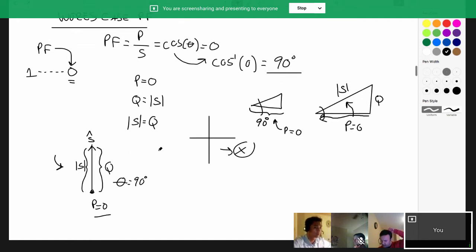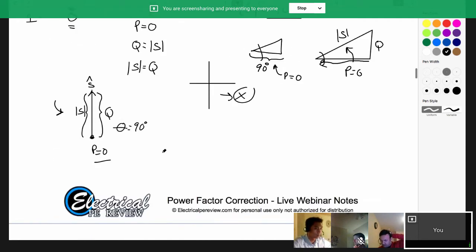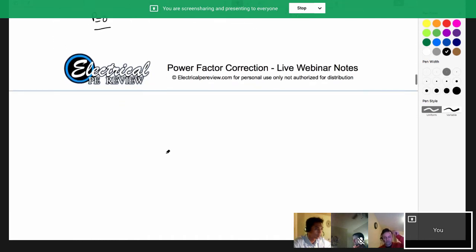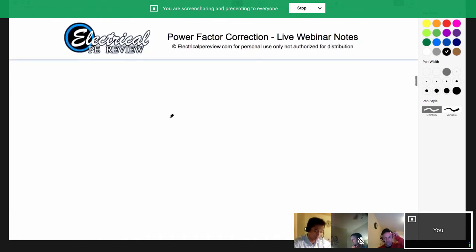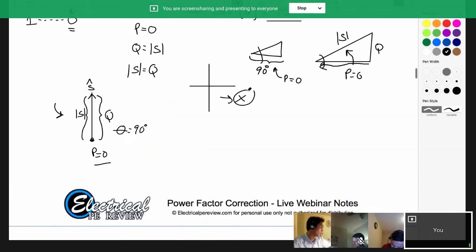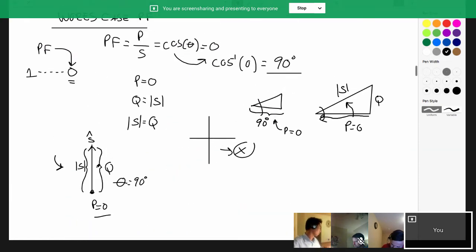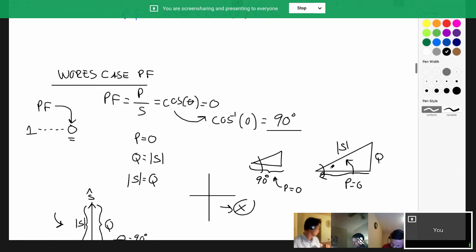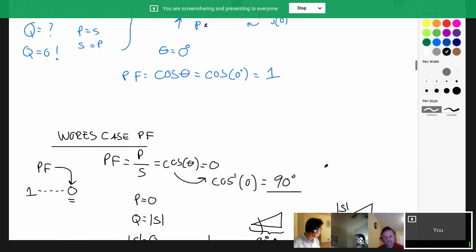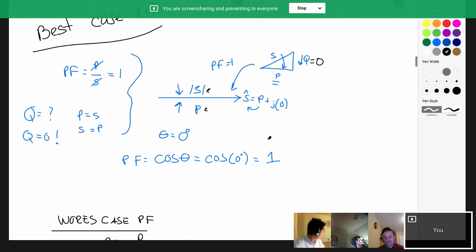So whenever we talk about power factor correction, we're usually looking to see how we can improve our power factor. In other words, we want to go either from a worst case or somewhere in the middle, and approach as close as possible to a straight, flat, horizontal line, to our P equals S.